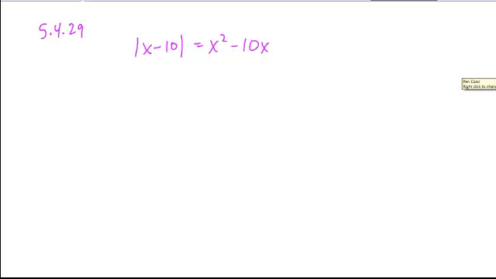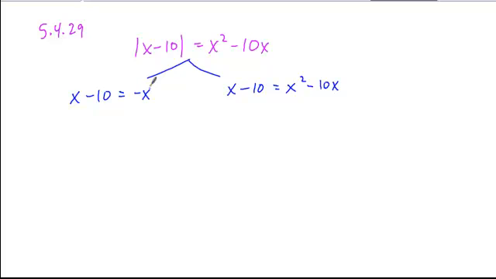In this problem, we isolate our absolute value expression, which is already isolated. We're then going to split. Both equations will begin with the expression inside the absolute value, x minus 10. On the right side, I'll set it equal to what was given, and on the left, the opposite of what was given. So I'll change the sign of each term, and we'll solve each equation independently.